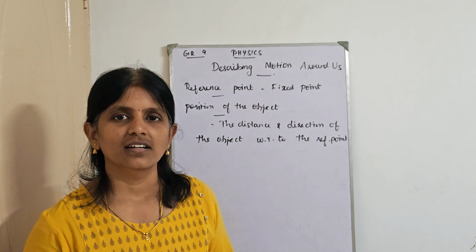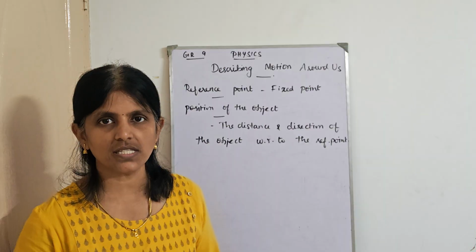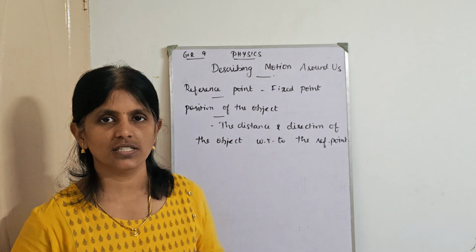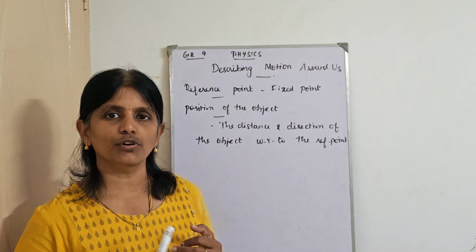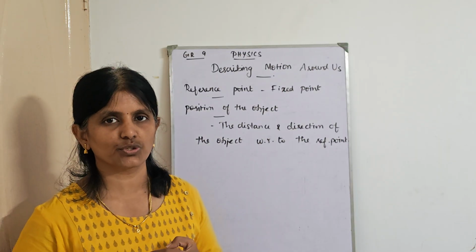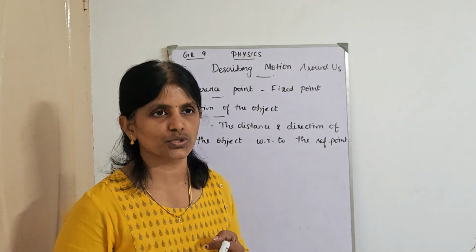Hi students, we started the motion chapter in grade 9, the new syllabus. Last class we saw what is meant by motion, linear motion and circular motion. I told you forward, backward, downward and upwards motion and linear motion. All the four types of linear motion, and we went for circular motion also.